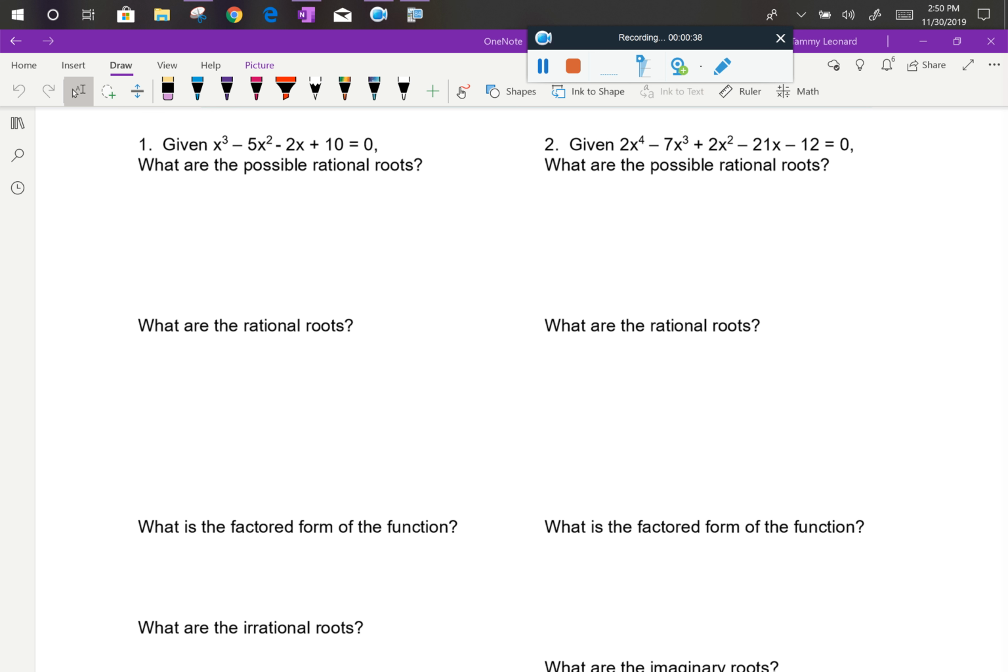So when we're asked for all the possible rational roots, that's asking us for the list of P over Q's. So first I need to identify all the P's. Remember, the P's are the factors of the constant, so the positive 10. So the factors of positive 10: I've got positive 1 and positive 10 because that's a pair of factors. I have positive 2 and positive 5 because those multiply to make 10, and there really aren't any other pairs of factors. So those are all the possible P's.